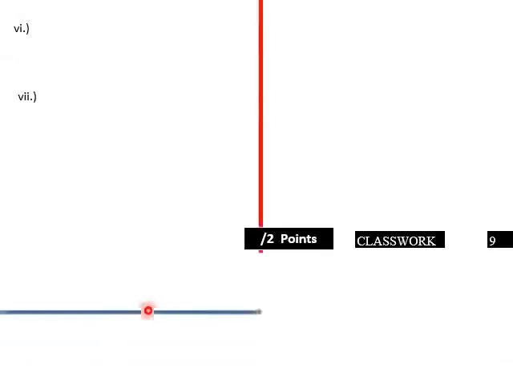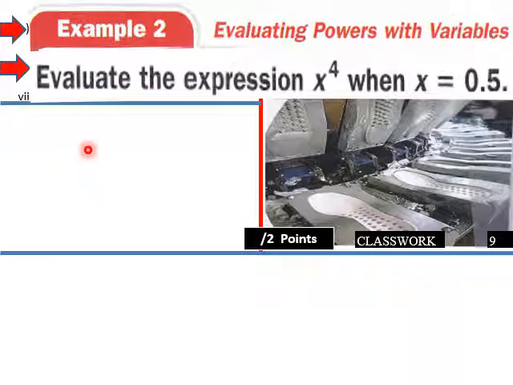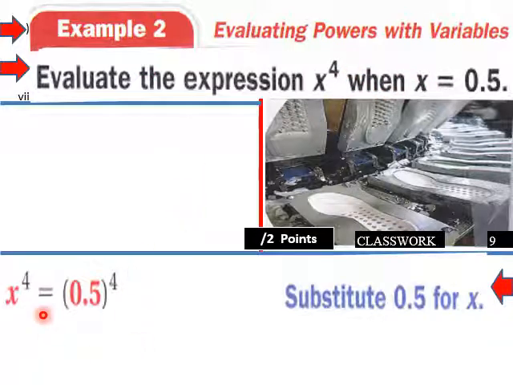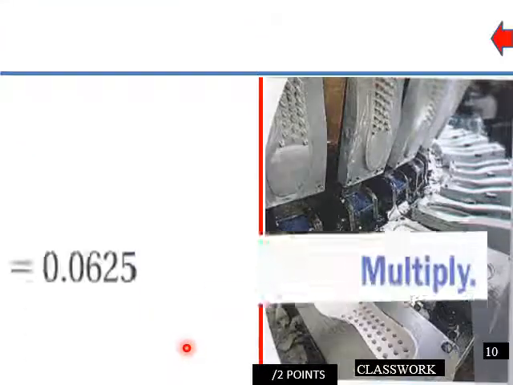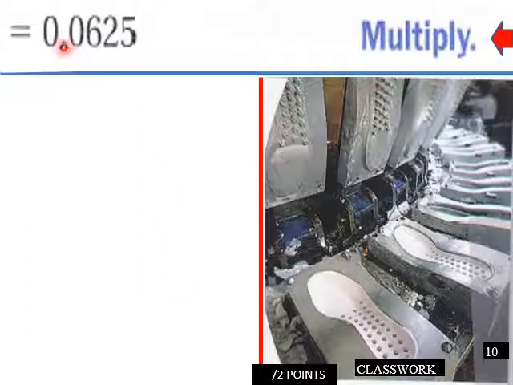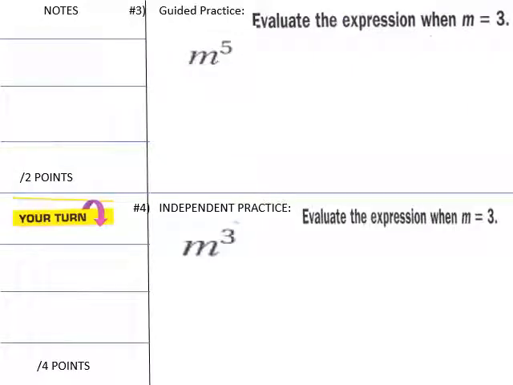Into our next example 2, evaluate expression x to the fourth when x equals 0.5. So here's what it would look like here in the math, the algebra here. 0.5 to the fourth. So use 0.5 as a factor 4 times, and what do we get here? It'd be 0.0625 when you use your calculator, or you could do it by hand right here. You got plenty of room to try it here, to check it.